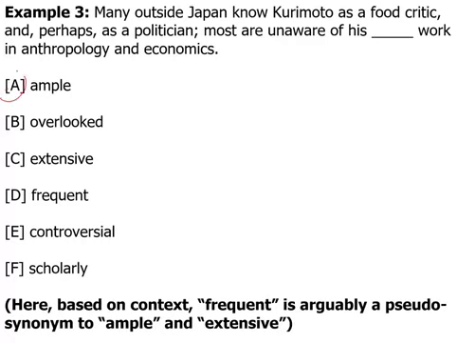So, to recap, we've got ample and extensive as the answers, frequent as the false synonym, and the other answers not being synonymous. So hopefully this has helped. I really do think practice and reinforcement is very important when it comes to pseudo-synonyms. So next, we're going to do a whole lesson where we just practice with pseudo-synonyms more. This is a very common trick on the GRE. You want to make sure that it's second nature for you to navigate this.